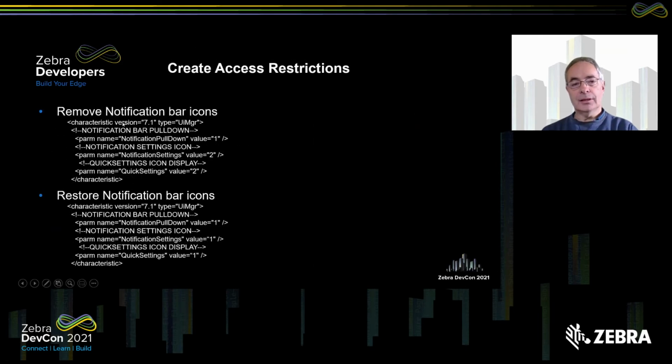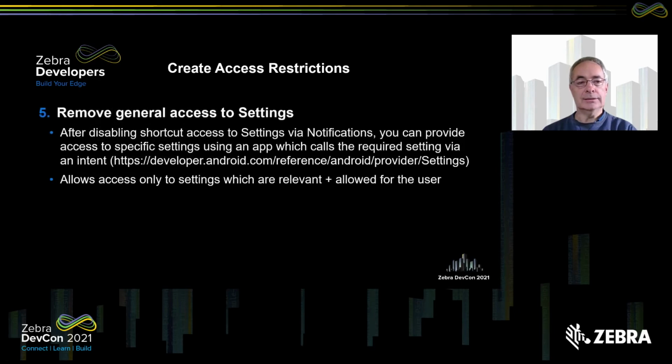And to do that, again, fairly straightforward XML to basically disable or keep the pull down enabled, because you still want to allow the users to see incoming notifications, but it allows you to disable the settings icon and the quick launch icons. So that will disable, and you can see disable is a value of 2, and if you want to re-enable, set them to 1. So yeah, good idea to do that. It would prevent users from accessing those settings in that way.